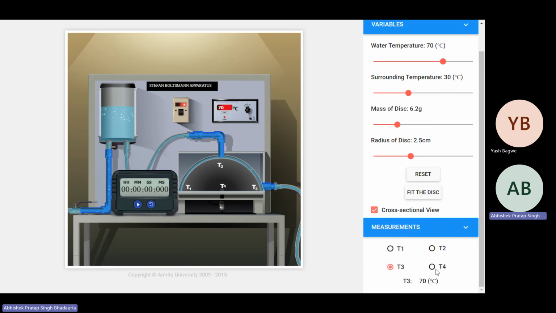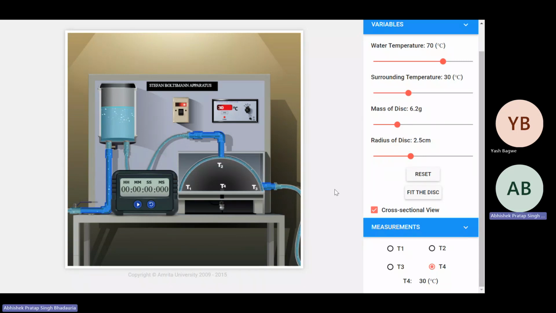What about T4? T4 is the temperature of the black body. Here we have not fitted the disk, so the temperature of the black body will be equal to the surrounding temperature, which is 30 degrees Celsius. That means when we have not fitted the disk, T4, the temperature of the black body, will be equal to the surrounding temperature. Let's check this. Whatever I am saying, you just see T4 is 30 degrees Celsius, equal to the surrounding temperature. That's it. Now what we have to do?